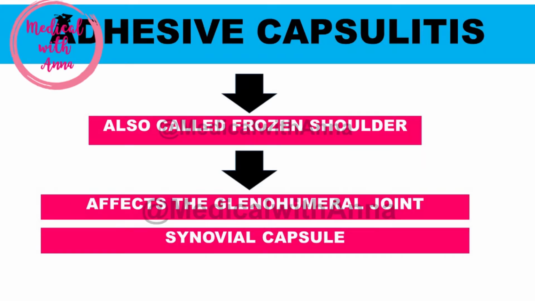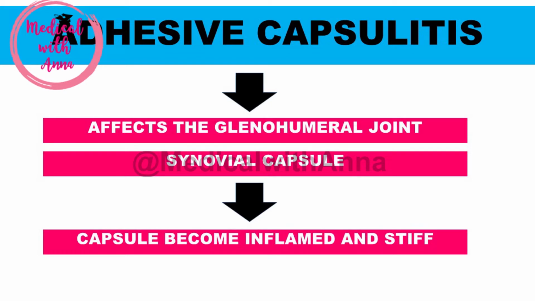Adhesive capsulitis. Adhesive capsulitis is also called frozen shoulder. Adhesive capsulitis affects the glenohumeral joint synovial capsule. In adhesive capsulitis, the capsule becomes inflamed and stiff.